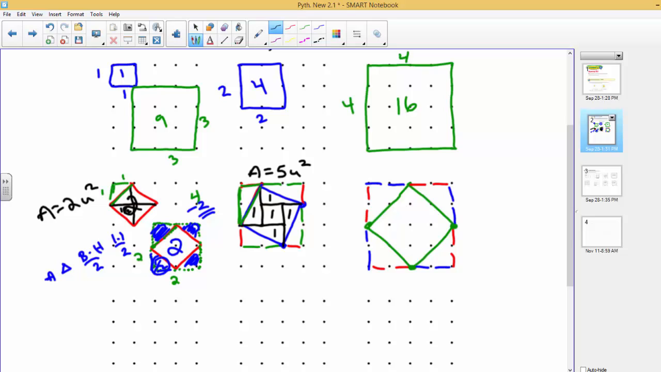So you can break this up in the middle. This is kind of an easy one to break up in the middle because like this, each of these triangles are a 2 by 2. So each triangle is 2. So the area is 8.